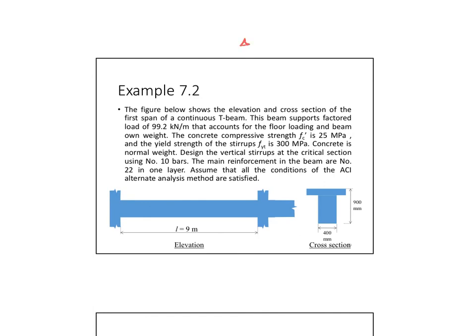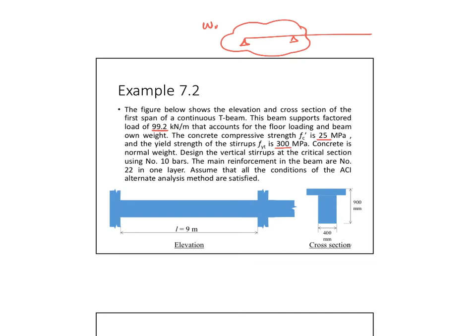Example 7.2. The figure below, in an elevation and a cross section, shows a continuous beam. This is a continuous beam that looks like this, and this is just the first span of that continuous beam with a factored load Wu equals 99.2 kilonewton per meter. That accounts for the floor loading and the beam own weight as well. The concrete compressive strength f'c equals 25, and fy for the stirrups equals 300. The concrete is normal weight.